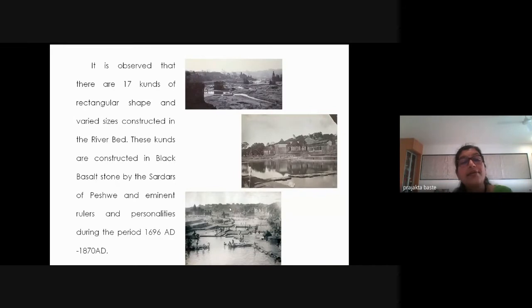There are around 17 kunds which are carved out by the sardars of the Peshwas over here, and they are named by their own names. म्हणजे सरदारों के नाम से ही ये कुंड को उनको नाम रखा है, उनसे उनके नाम से ही ये अभी भी जाने जाते हैं. And these are a few temples which were again developed by the sardars.